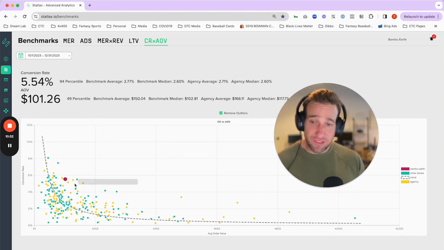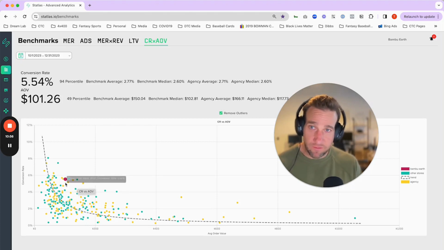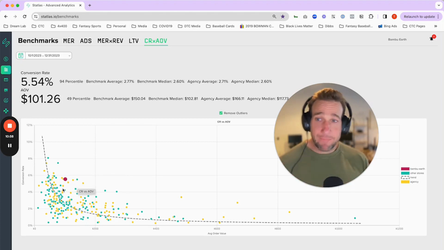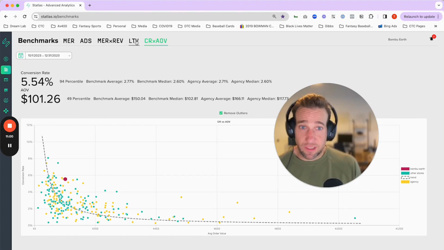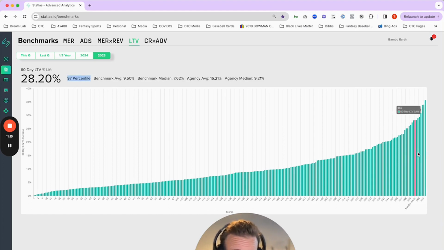Similarly, so Bambu Earth has a strong conversion rate relative to its average order value. Okay, so there doesn't seem to be any major limitation as it relates to our ability to convert the traffic. Additionally, here's a view of 60-day LTV lift, and you can see we're in the 97th percentile, which is one of the core attributes of this brand. So I think about areas of growth, conversion rate and LTV aren't probably the primary areas to grow because there's really not that much marginal gain to be had here.